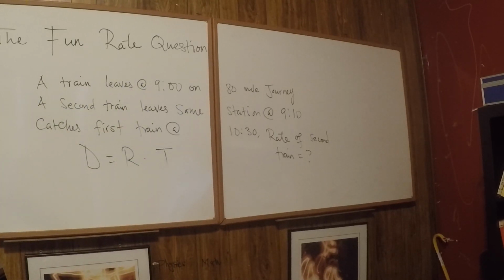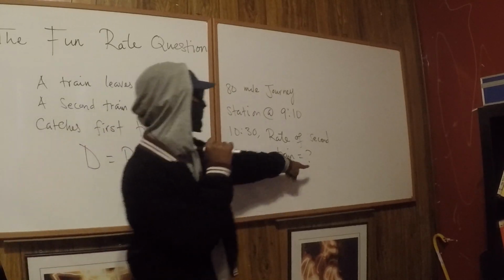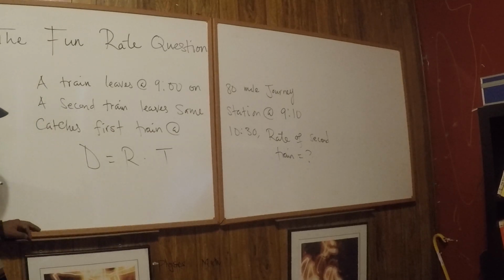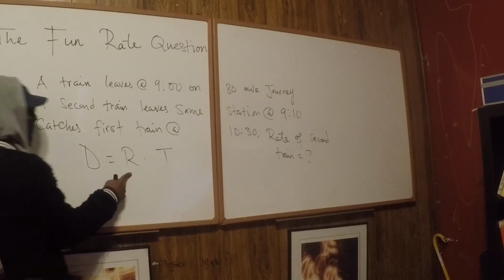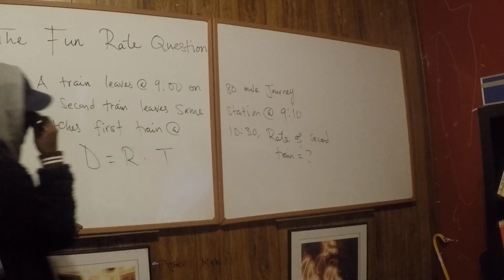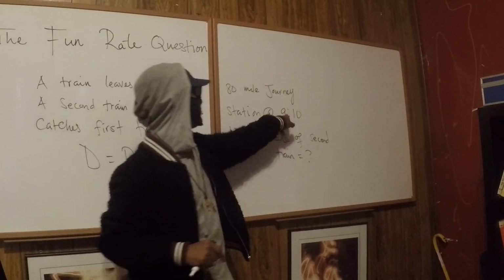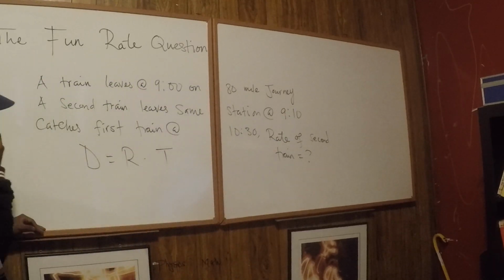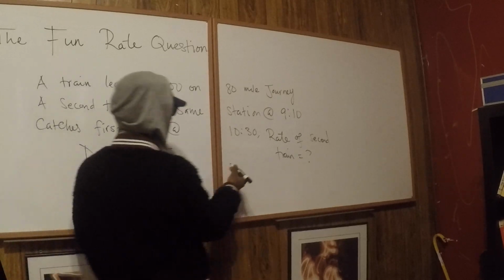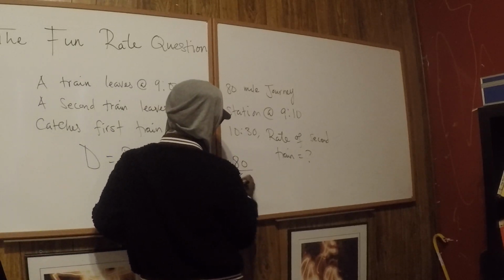Okay. Otherwise, the time is probably the easiest thing to fill in. R obviously is what we're seeking, the rate of the second train. So we don't know R. That's what we're solving for. T has got to be the difference between 9:10 and 10:30. That is 80 minutes. So 80 minutes is 80 over 60 of an hour.